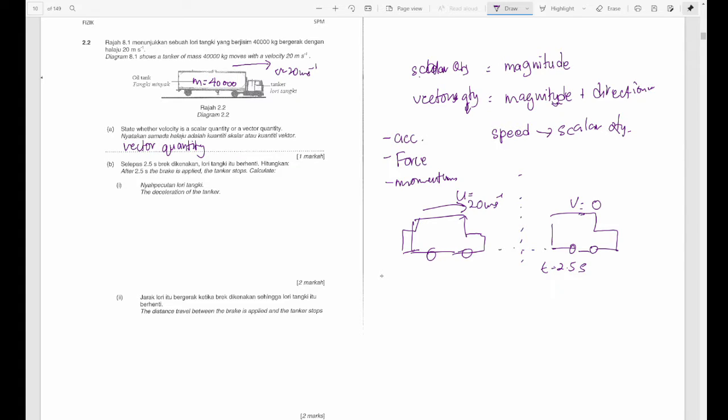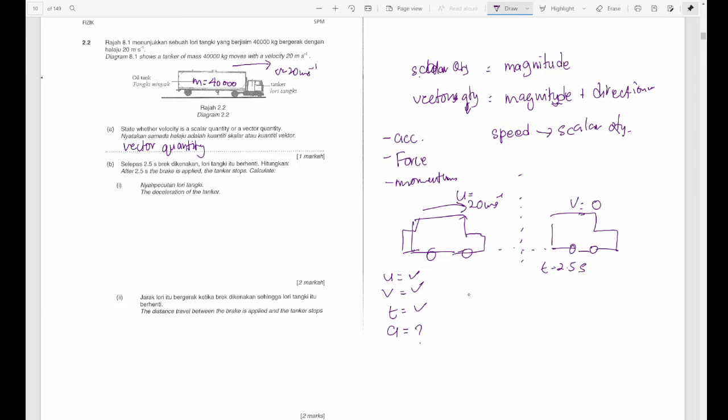Now, how can we calculate the deceleration of the tanker? The information that we have here is initial velocity, final velocity, and time. If you look into your formula, you have U, you have V, and then you have T. And you are being asked to find the value of A. So these are the variables involved in your question. So try to get a formula that includes all of these variables. That means in the formula you have U, V, T, and A.